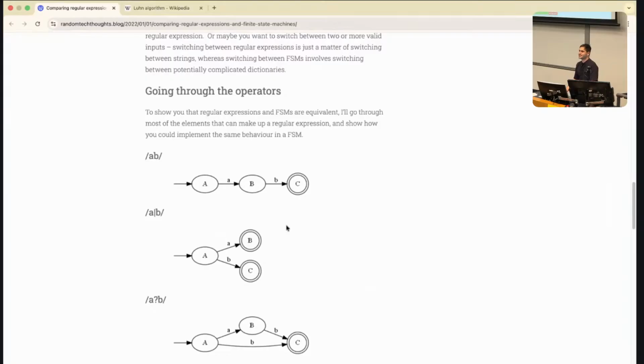Regular expression, yes, a regex. One of the most important components of modern software.